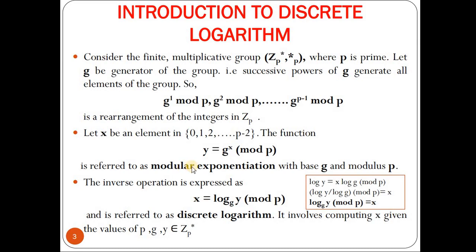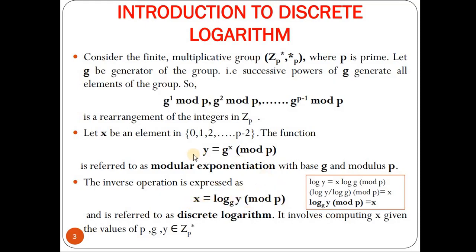That is, in modular exponentiation, given g, x, p values, you can find y value which is one of the values from the set Z star P. So your inverse function is nothing but you need to find x value such that given y, g and p values. Okay. So how did we get this inverse function?